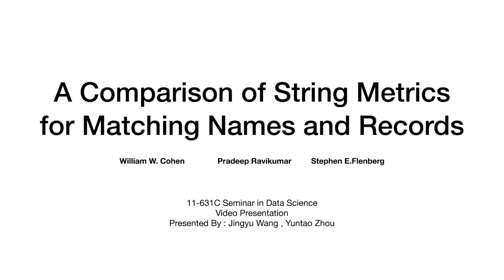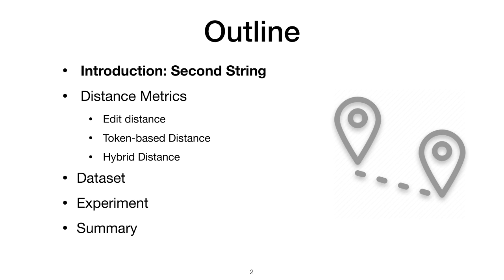Today we are going to talk about paper number 8, a comparison of string metrics for matching names and records. This paper was presented at the 2003 Knowledge Discovery and Data Mining Workshop on data cleaning and object consolidation. Today's presentation will be conducted in 5 parts.